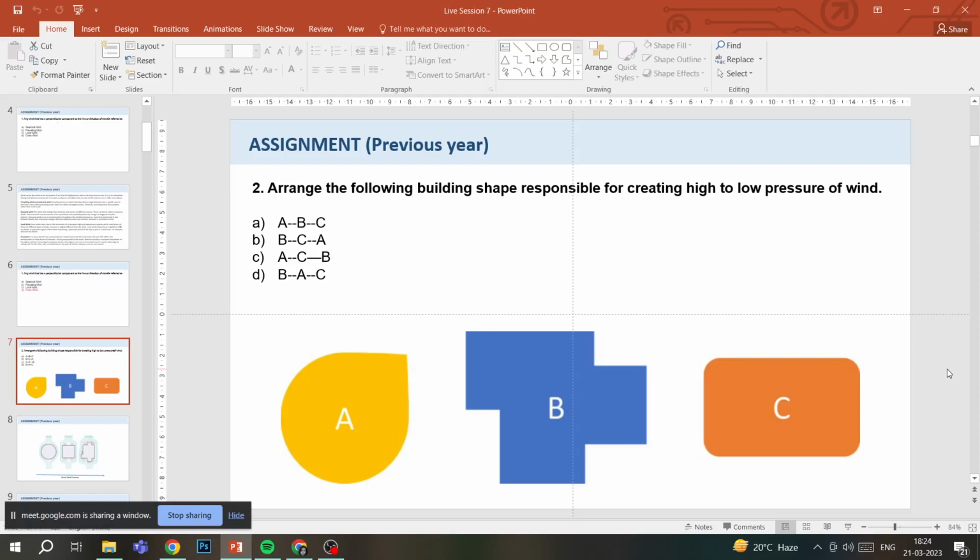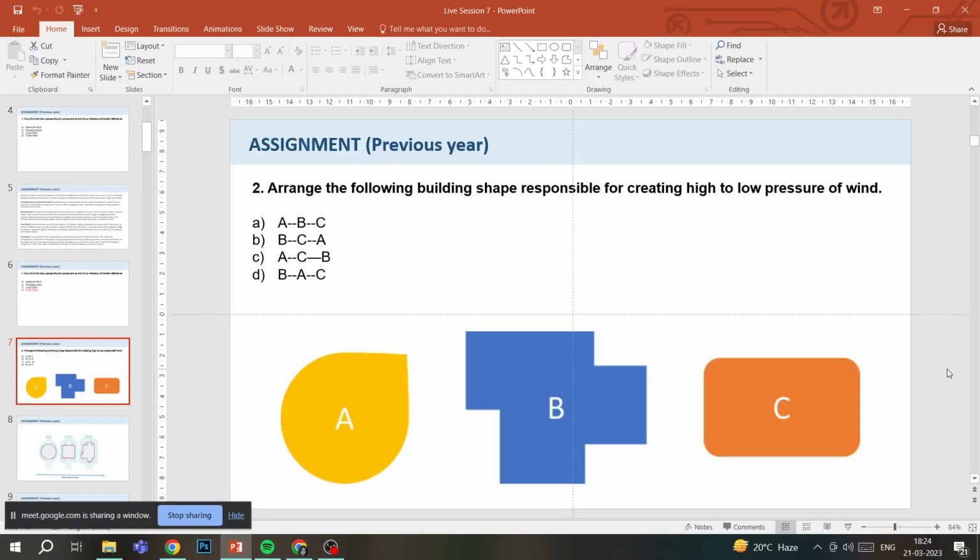Although when you compare that figure C with the proper rectangle, you will see that the proper rectangle will have more higher pressure, because more eddies will be formed compared to this C shape, because this C shape actually has a little curved edges which will help the wind to go by swiftly.